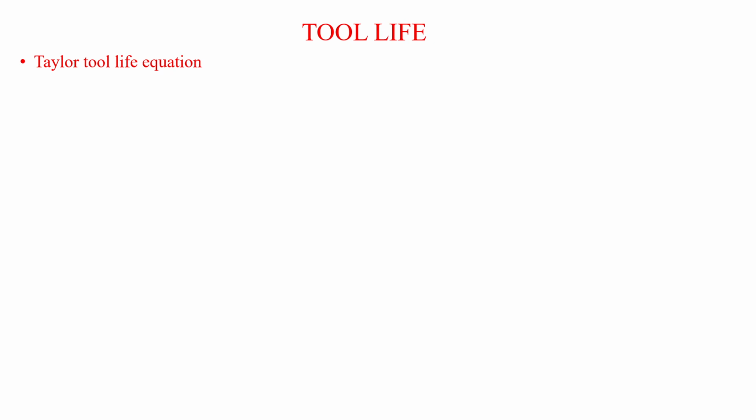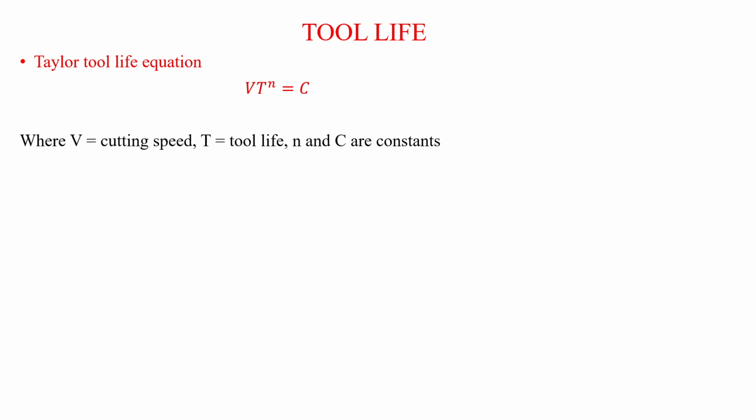Does anyone know what is the Taylor tool life equation? Yes, sir. Yeah, please say. VT power n equal to constant. Okay, fine. Where V is cutting velocity, T is tool life, n is tool life exponent, C is a constant. Okay, fine. You're right. Where V is the cutting speed, T is the tool life, and n, C are constants. Okay.